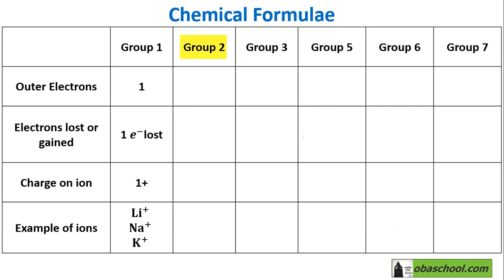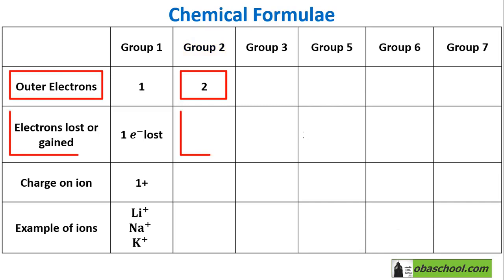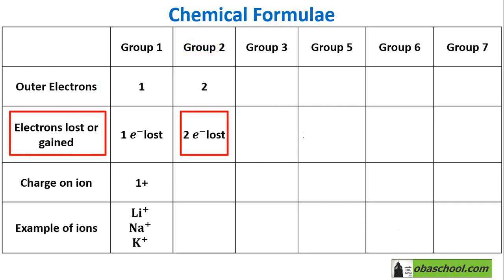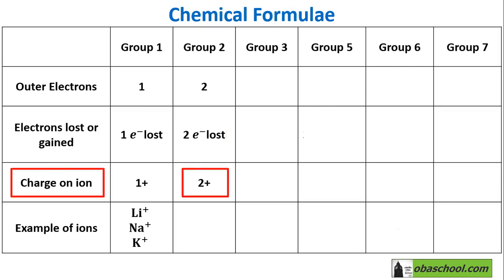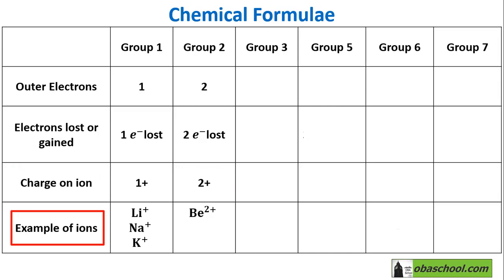Group 2 elements always have 2 outer electrons. This means 2 electrons are lost when they become ions, so the charge on these ions is 2+. And these are examples of the first 3 ions formed in group 2, Be2+, Mg2+, and Ca2+.